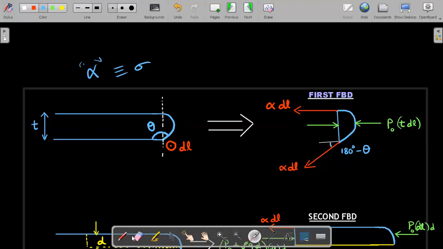From the previous slide, I'll argue that if the top is P naught and at a depth here it is P naught plus rho g t, I'll write an arithmetic mean of that particular pressure, which is P naught plus rho g t.